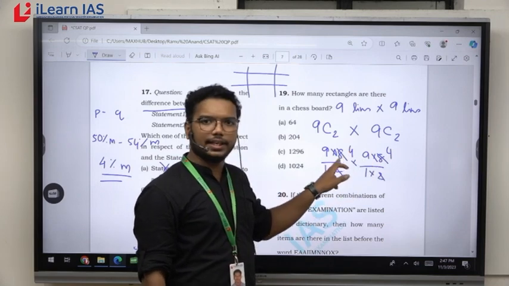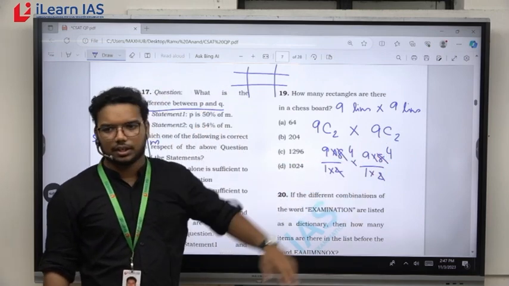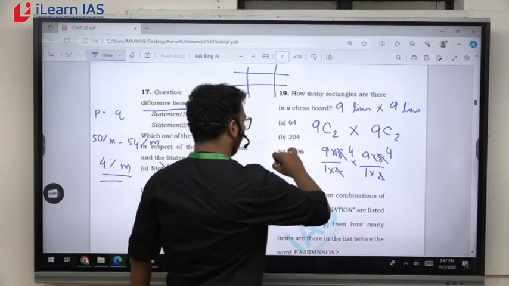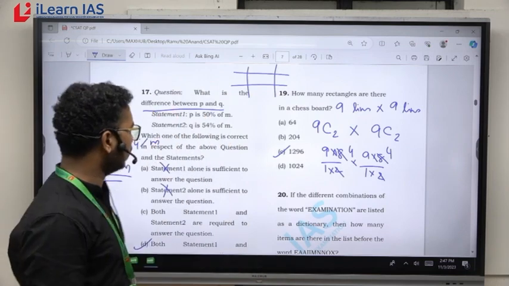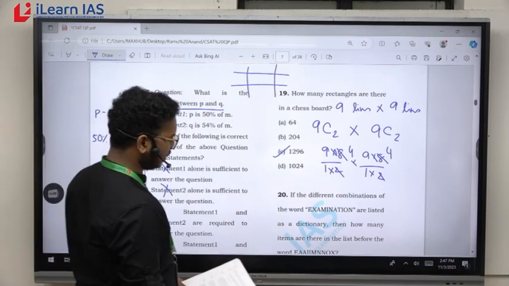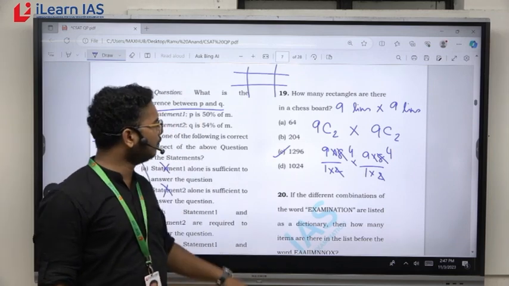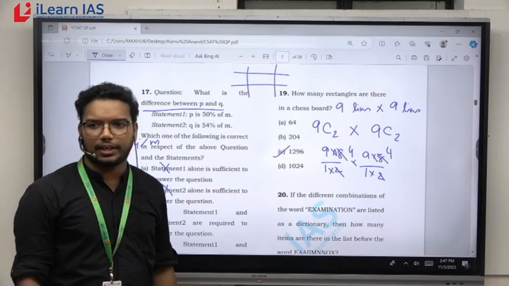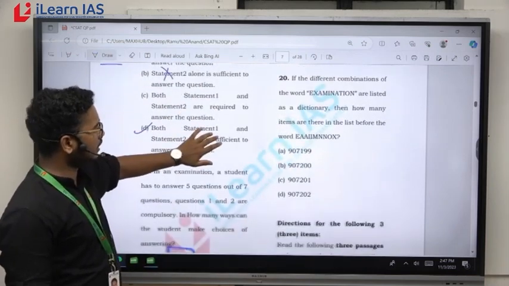9 into 9 is 81. So, 81 into 1 into 6. The unit digit will be 6. There is only one answer with 6. It is 1296. This is how we find the number of rectangles in a chessboard.